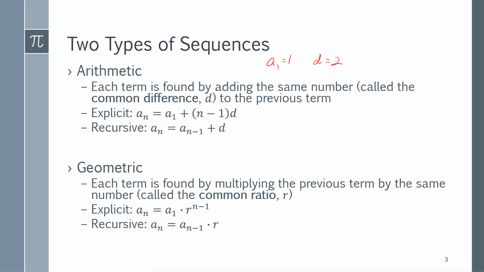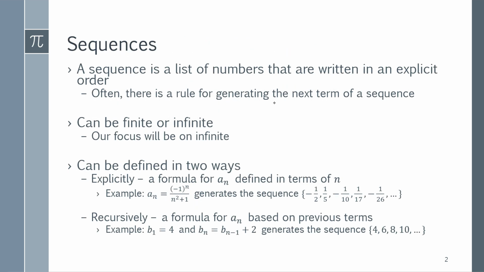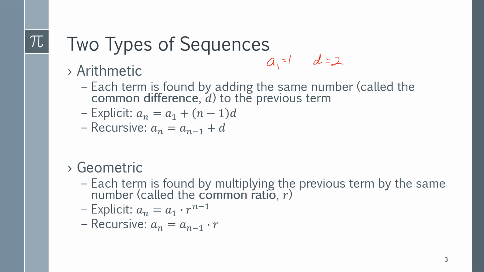So explicitly, I would say the nth term is take my first term, 1, plus the n minus 1 times my common difference of 2. So if I wanted the second term, I'd plug 2 in for n, I'd get 3. My third term, plug 3 in for n, I get 5, and so on. Recursively, my nth term means that I take the term immediately before it and add 2.